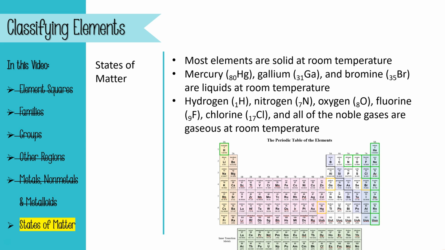There are also several elements that are gases at room temperature. Hydrogen, nitrogen, oxygen, fluorine, chlorine, and all of the noble gases are gaseous at room temperature. You'll notice that most of these elements are nonmetals found to the right of the periodic table. Take a minute to put a colored box around these element squares or a symbol in each of their boxes.